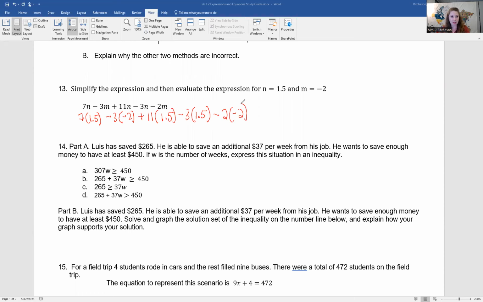And then in my little handy dandy calculator. Oh, and you know what would have been easier if I would have just combined like terms. So 7n plus 11n minus 3n. What would that be?